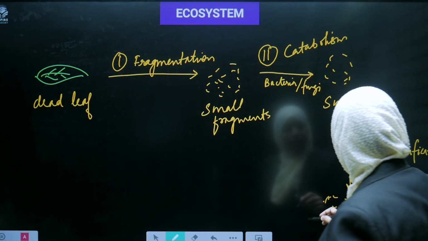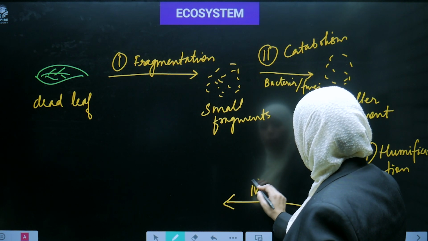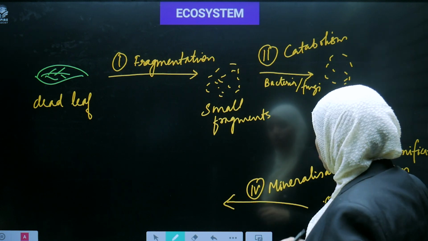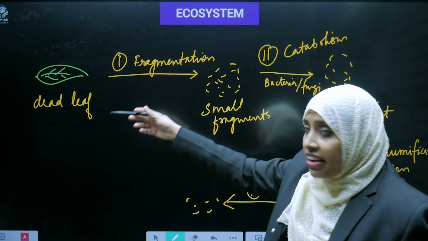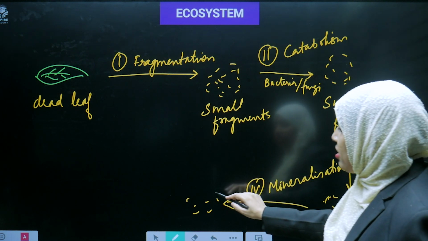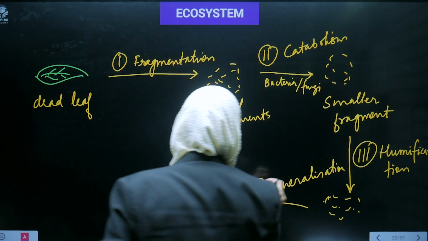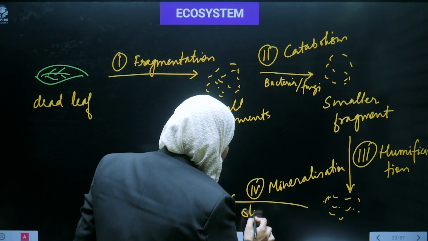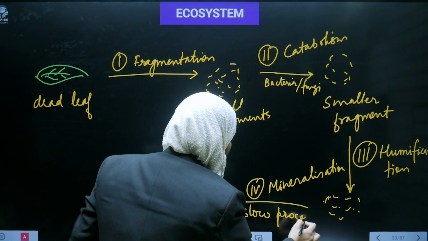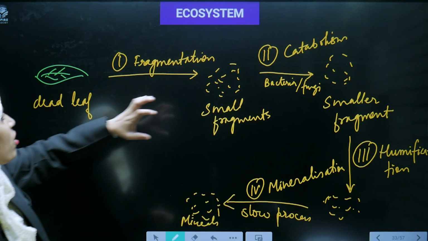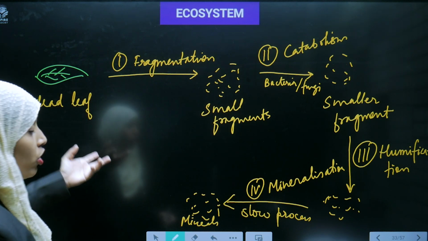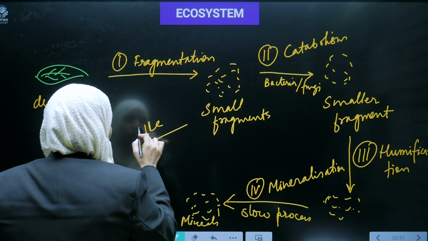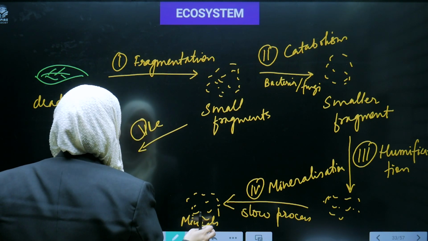Finally, this humus will be converted into minerals. So that is mineralization. Finally, the dead leaf has traveled through these steps and ended up in the form of minerals. And this mineral formation is a very slow process. We can also see the smaller fragments of this dead plant, or the detritus, can also go through the leaching process. So this is the fifth process, that is leaching.